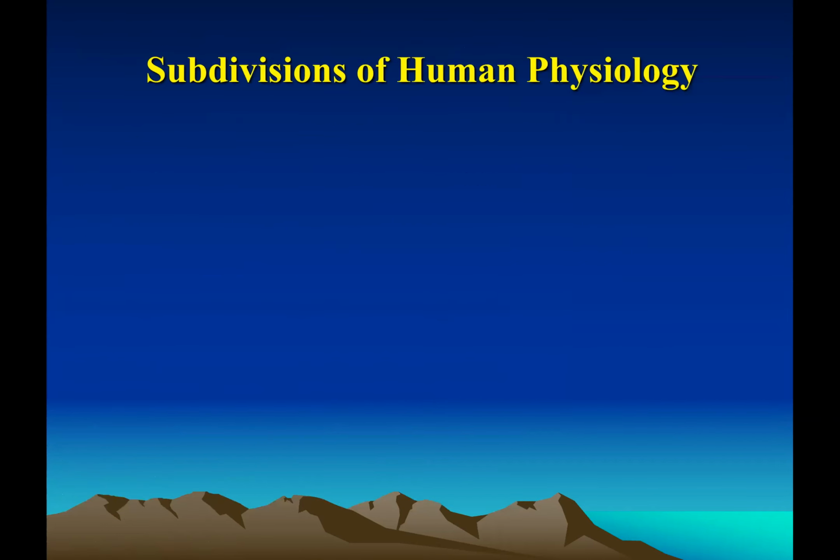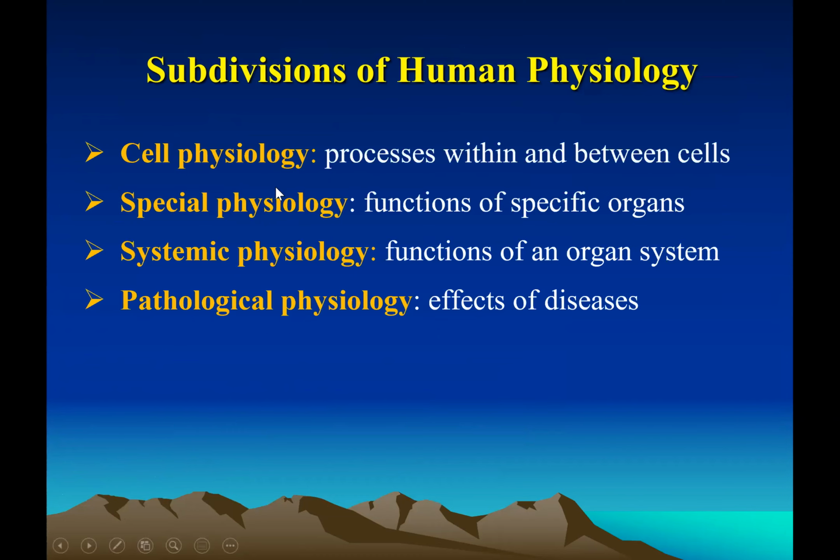Some of the subdivisions in physiology: when you're studying the function of a cell, it is cell physiology. A specific organ will be special physiology, like a cardiologist will study the heart. When you're studying the whole system, it is systemic physiology. When you're studying the diseases of the organs, it is called pathology, pathological physiology.